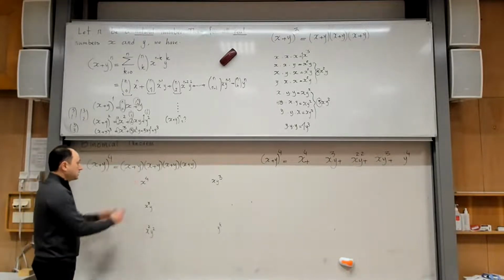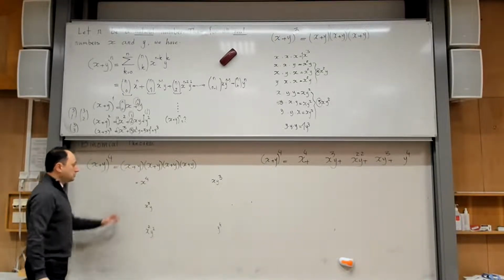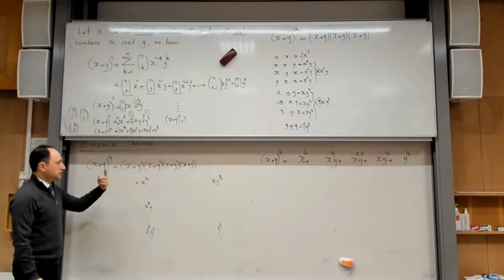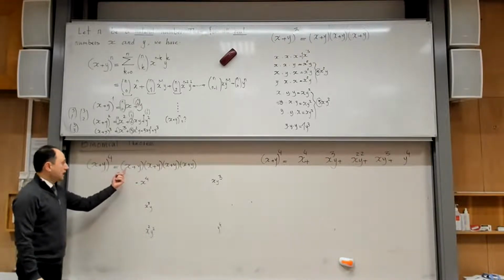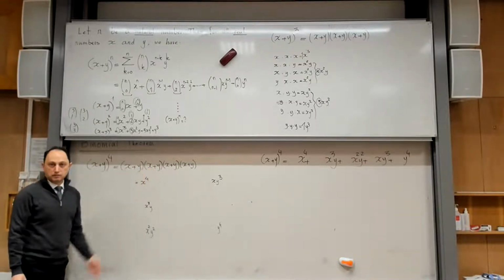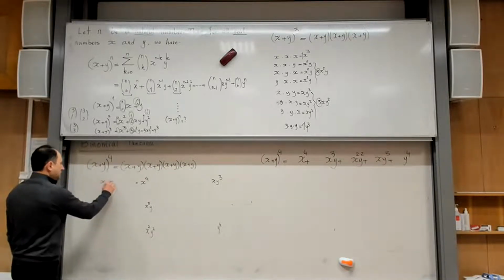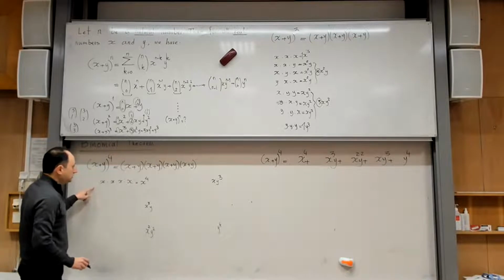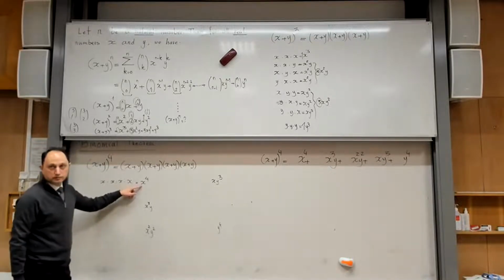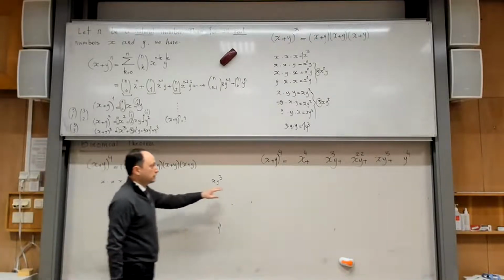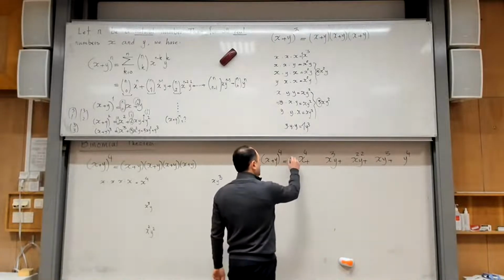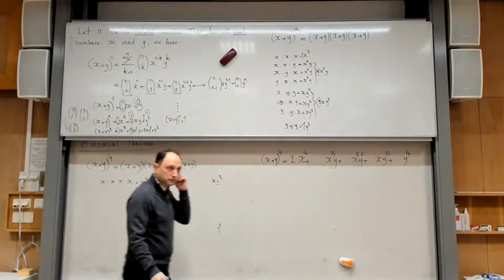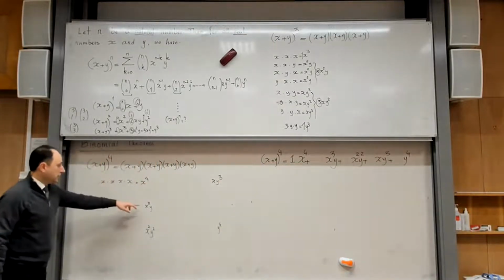In how many ways can I generate x to the power of 4? x to the power of 4 can be generated exactly in one way. And that is, I have to choose x from all these pairs of brackets. So this means that x, x, x, x is the only combination that will give rise to x to the 4. So what you expect for the coefficient is 1.